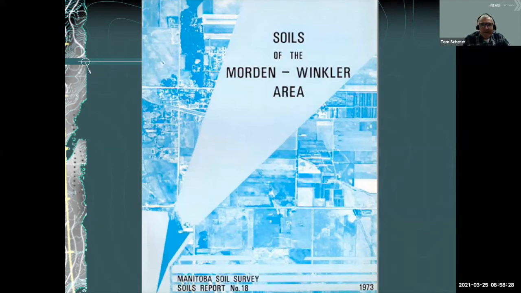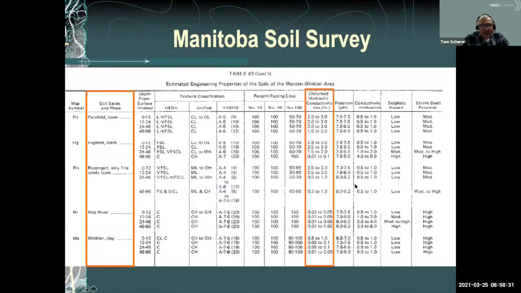You can go into there, and within this book, they have a table of estimated engineering properties of soils. Over here, you can see the soil series name, like a Winkler clay. And over here is the disturbed hydraulic conductivity in inches per hour. You can see it varies by depth from 0.05 to 0.1. If we were to put the tile down at this level, you might use a KSAT of 0.03 or something like that, if this is all the information you got.